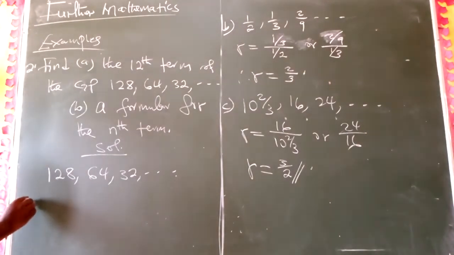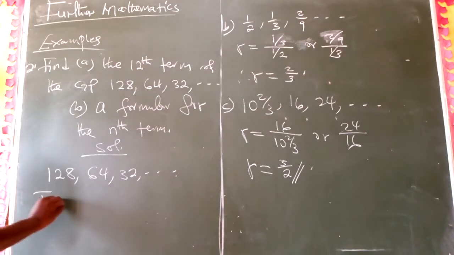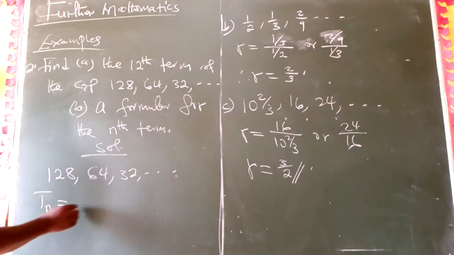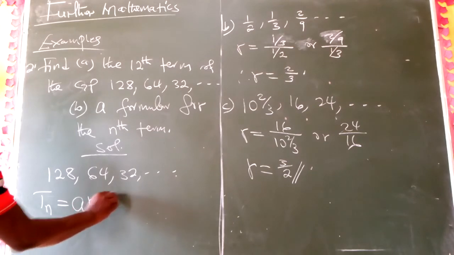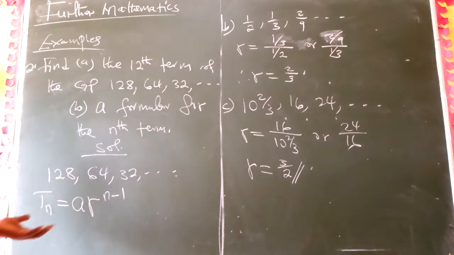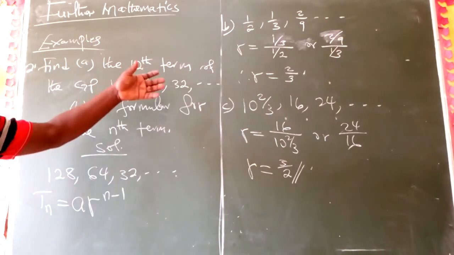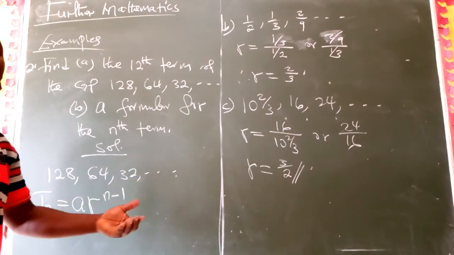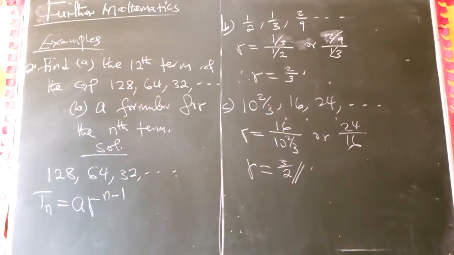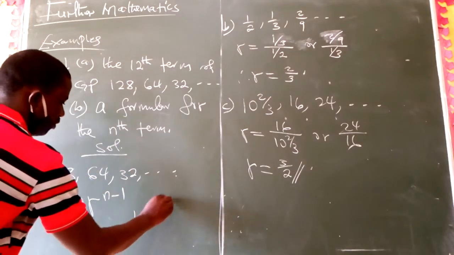So I'm going to say here we are going to have Tn for any GP is equal to A R raised to the power n minus 1. We shouldn't forget this. This is the formula, right? In this, what are we finding? We are finding the 12th term. If you are finding the 12th term, it means that n must be 12. So here, n must be equal to 12.